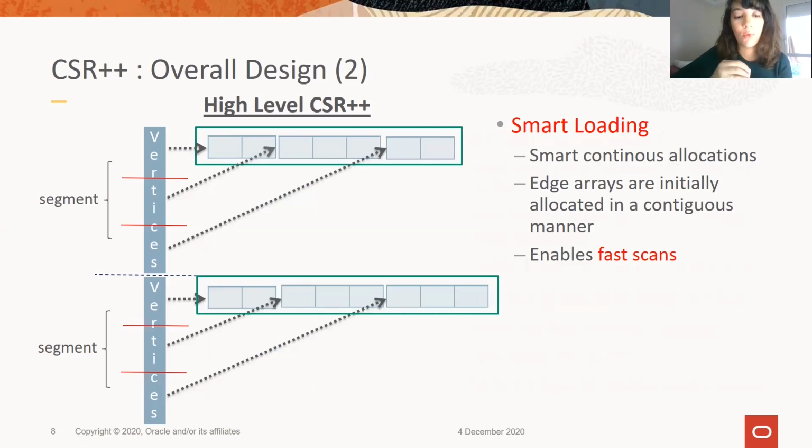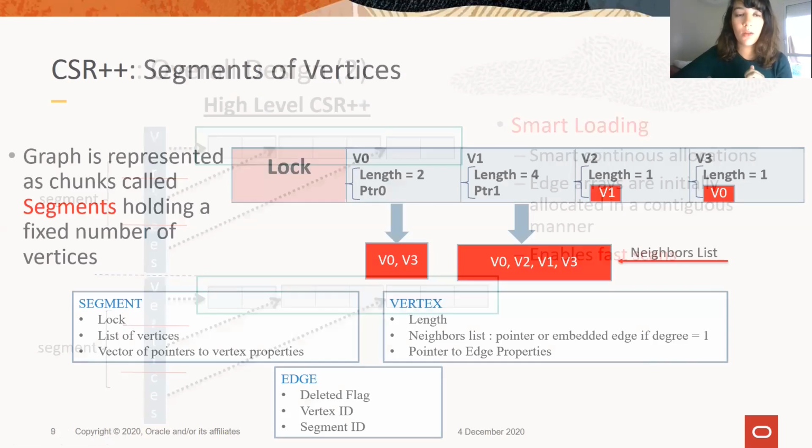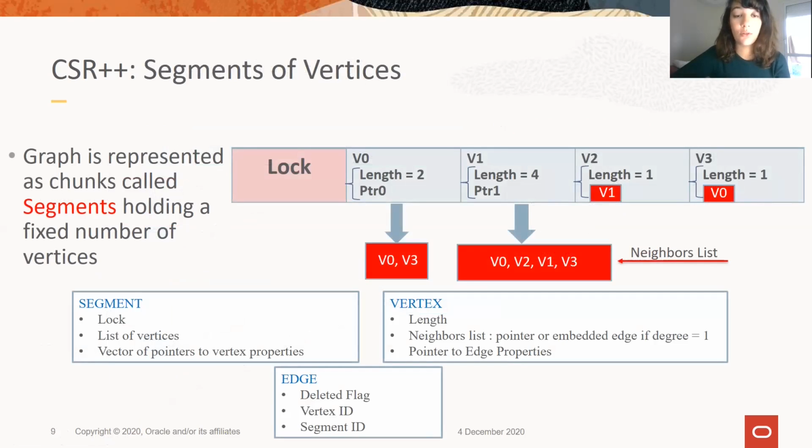And when we're talking about CSR, we're talking about compact ways to store entities. So in CSR++, we have compact vertex arrays, as well as compact edge arrays when we're loading the graph, meaning that we have a smart loading by implementing a smart allocation protocol that allows us to allocate the edges initially in a contiguous manner. Here we're going to talk about details on how segments are designed.